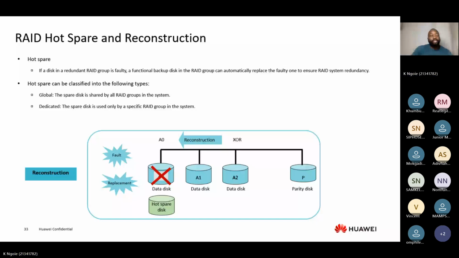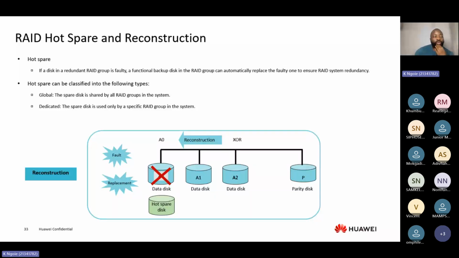So a global, what will happen with the global? The global is shared by all RAID groups of the system. That means all the disks in the system are sharing that hot spare. So this one can replace a failed disk in any RAID group within the system. Okay, so this is going to be more flexible, and it's going to be sharing all the resources. But then when we have a dedicated hot spare, this is just reserved. This one will be reserved for a specific RAID group only.